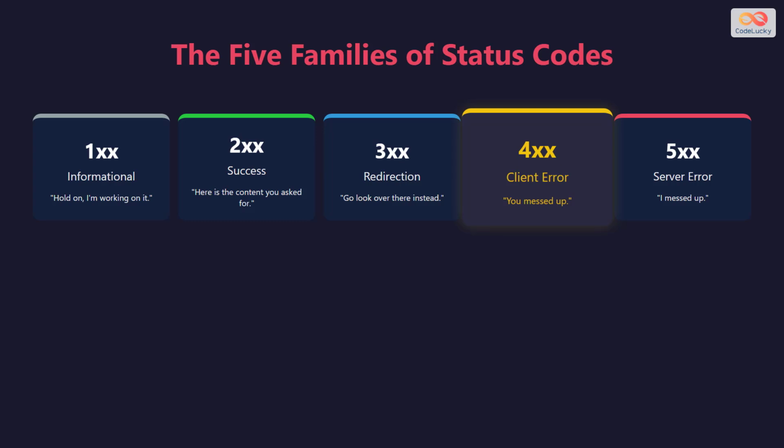These status codes are grouped into 5 different families based on their starting number. 100 codes are informational. 200 means success, everything is great. 300 means redirection. 400 means a client error, and 500 means a server error. Notice that 404 starts with a 4.